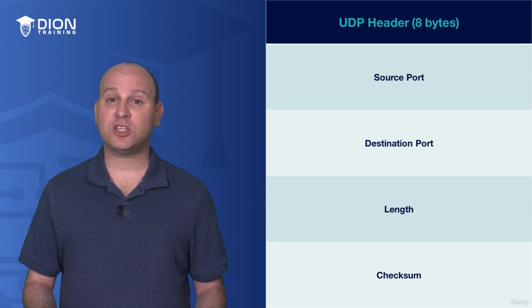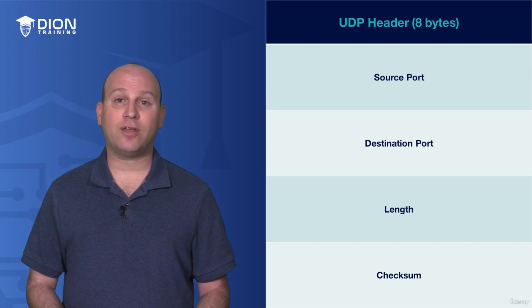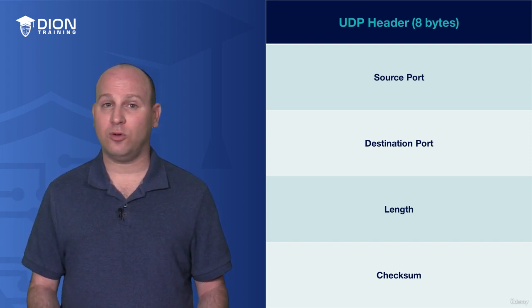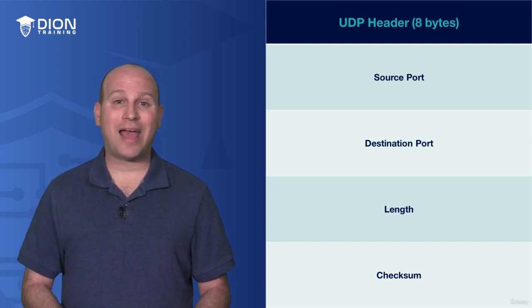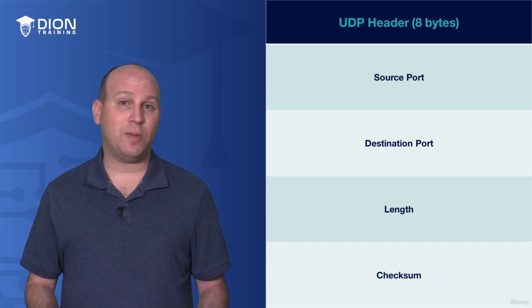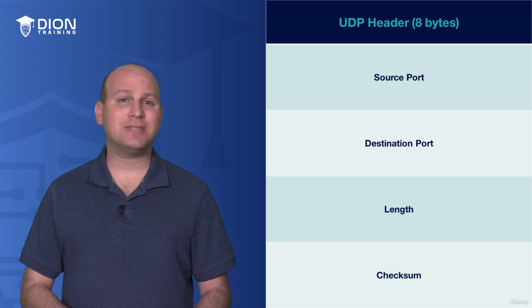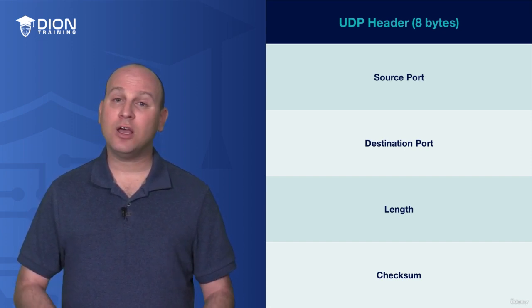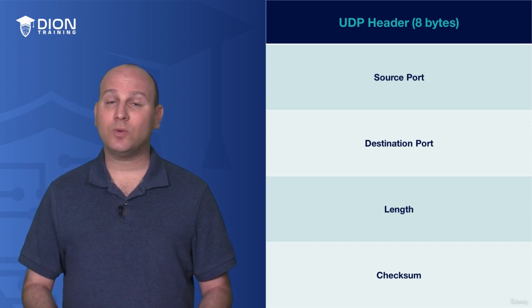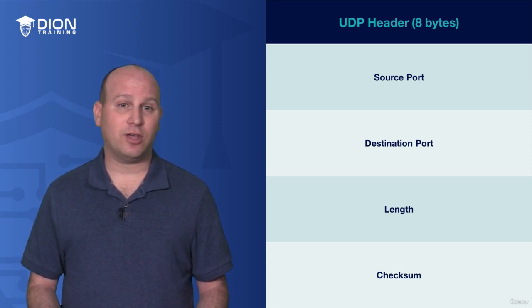The source and destination ports are just like the ones used in TCP. They dictate where the data is coming from and where it's going to. The length is used to indicate how many bytes the total UDP packet is, including the header and its data. The checksum is not a mandatory field, but instead it can be used to provide some validation that the UDP data being sent was actually received with some level of integrity.